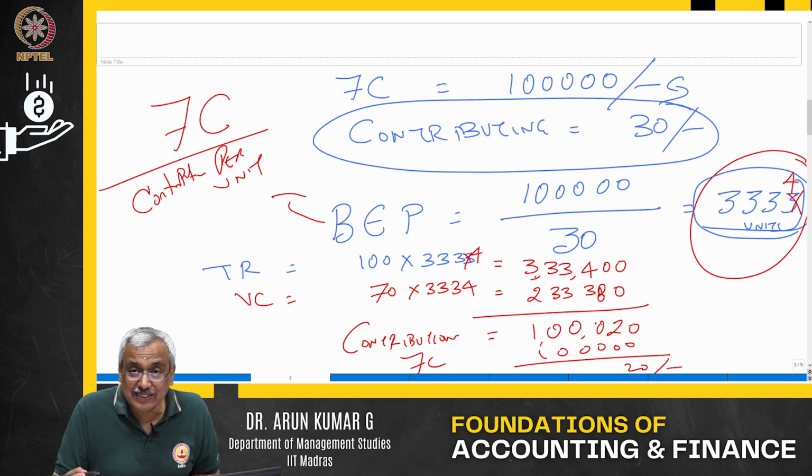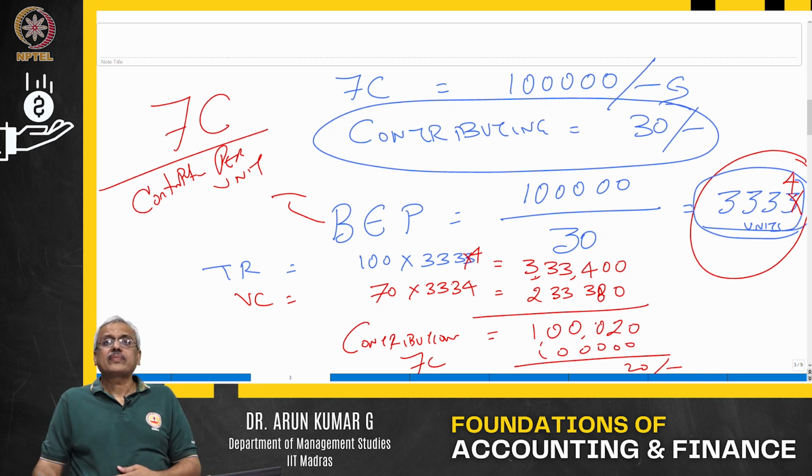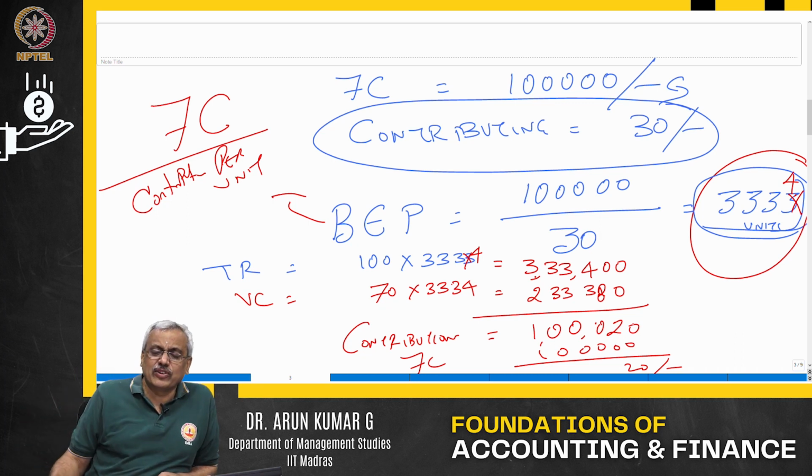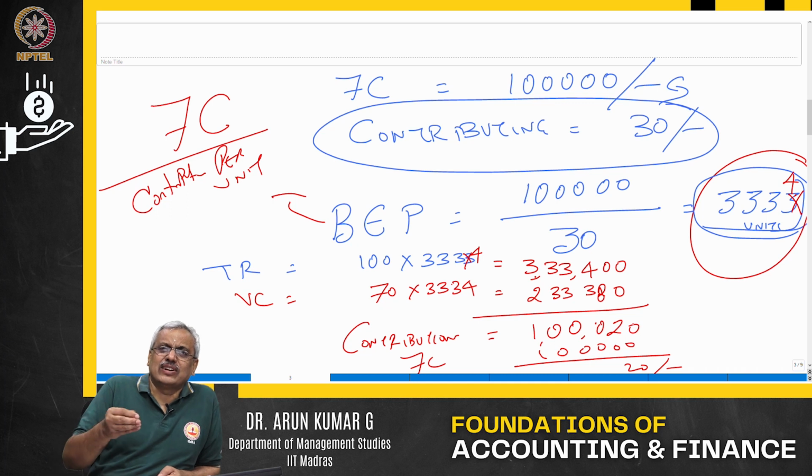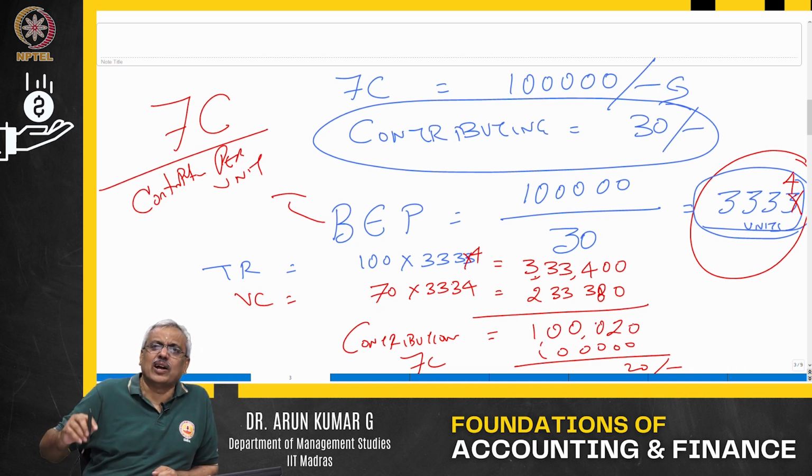If the contribution is more than the fixed cost, when will it be more than the fixed cost? When you manufacture a number of units more than the break even. Even in this particular case, we have manufactured 0.66 units more than the break even, so it is yielding me 20 rupees profit. So, if I manufacture 3,335 units, now what will be the profit?